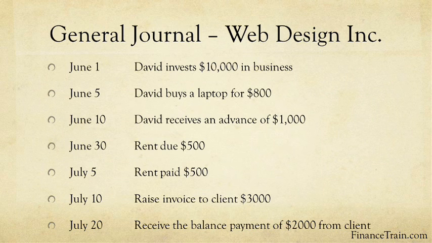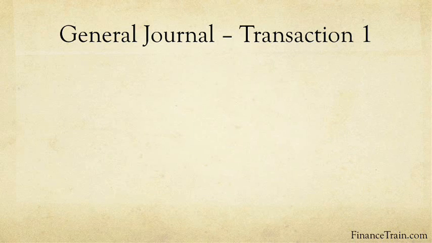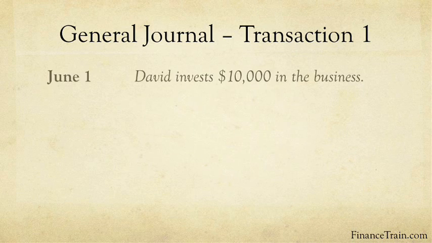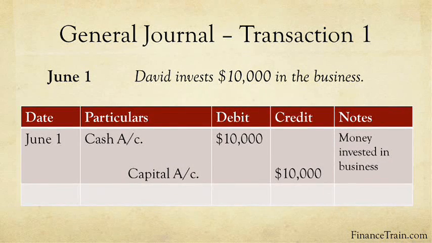Let's take a few transactions at Web Design Inc. and see how they will be recorded in the General Journal. For review, the transactions are listed on screen. In the first transaction, David invests $10,000 in the business. Remember that the 2 accounts affected are cash and the capital account. Cash, which is an asset, has increased, so the cash account will be debited. Capital has also increased, so the capital account will be credited. The journal entry is shown on screen.